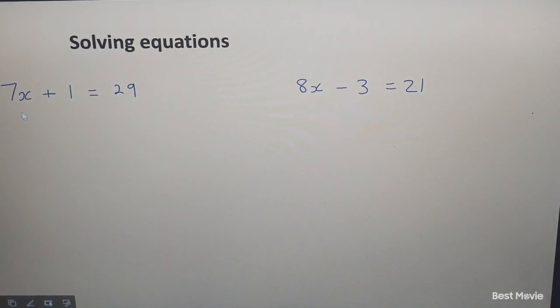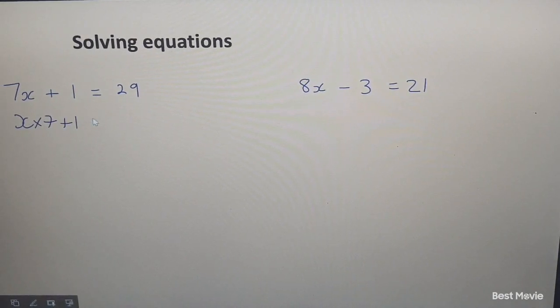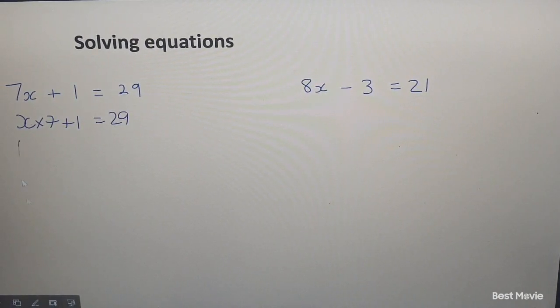Okay, so 7x plus 1 equals 29. This means x times 7 add 1 is equal to 29. So times 7 add 1. So the last thing you did was add 1, so take away 1. And times 7, the inverse operation is divide 7.